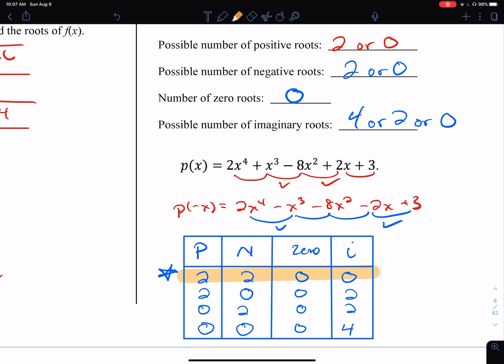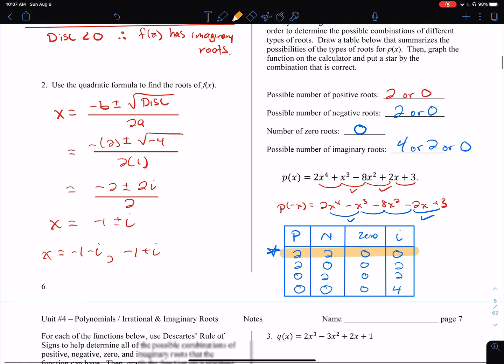It says put a star beside the right combination. There are 2 positive roots, 2 negative roots. So there are no imaginary and none that are 0. Let's check out another.